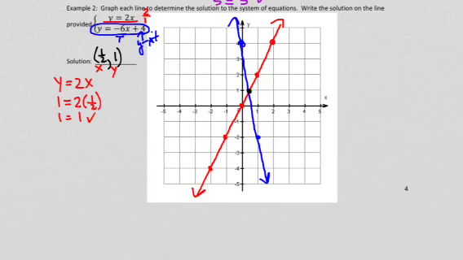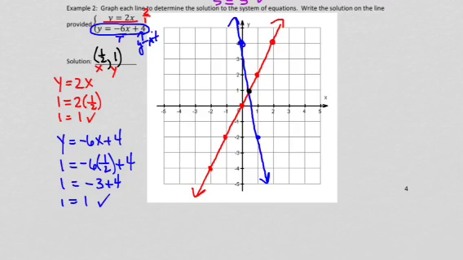So that works. Now if I check it in the blue line, y equals negative 6x plus 4, I would plug my y in as 1, and I will plug my x in as 1/2, and I'm going to see what that equals. So we have 1 on the left, and then we have negative 3 plus 4 on the right. So negative 3 plus 4 is 1. So it works, which means my solution was, in fact, (1/2, 1).